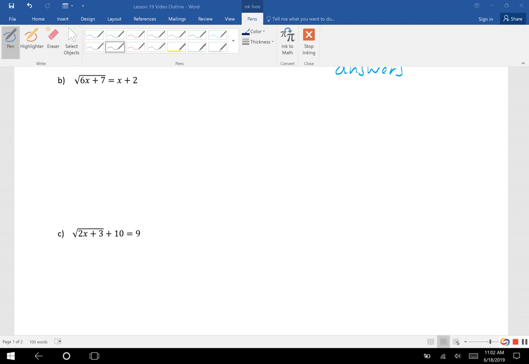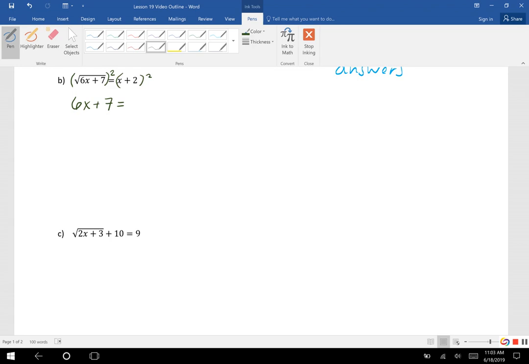Let's take a look at another example. So step 1, isolate the radical. That has actually already been done for us. The square root is by itself. Step 2 is square both sides. When we square the radical on the left, that gets rid of the square root, and I'm left with 6x plus 7. On the right-hand side, x plus 2 squared, that's actually a FOIL problem.